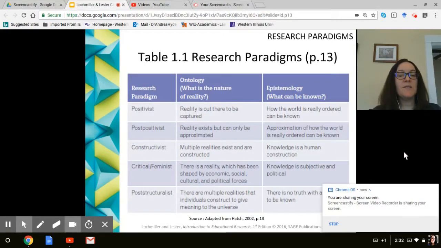So on page 13 of your text, you can see a little arrangement of the research paradigms, positivist through post-structuralist, and you can compare their ontologies and their epistemologies. And like I said, in most cases in educational research, you're going to have constructivists who are acknowledging multiple realities exist and understanding that knowledge is a human construction, so that there are people that contribute to what it is we say that we know.